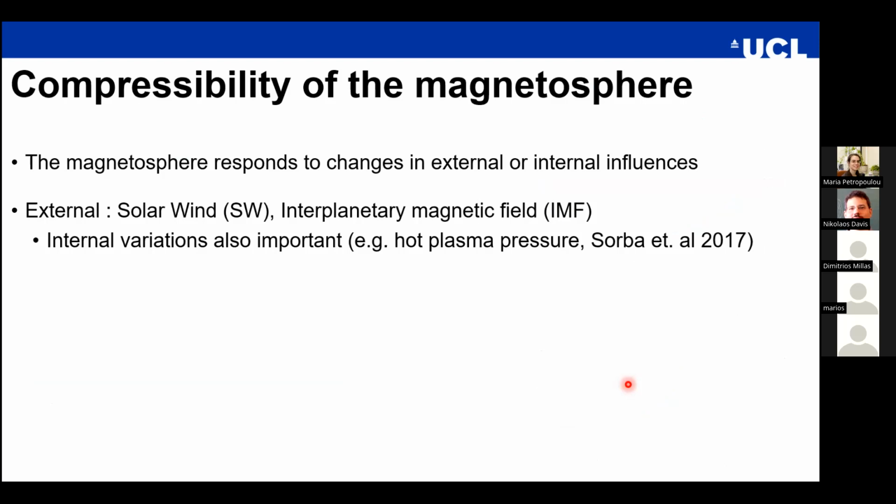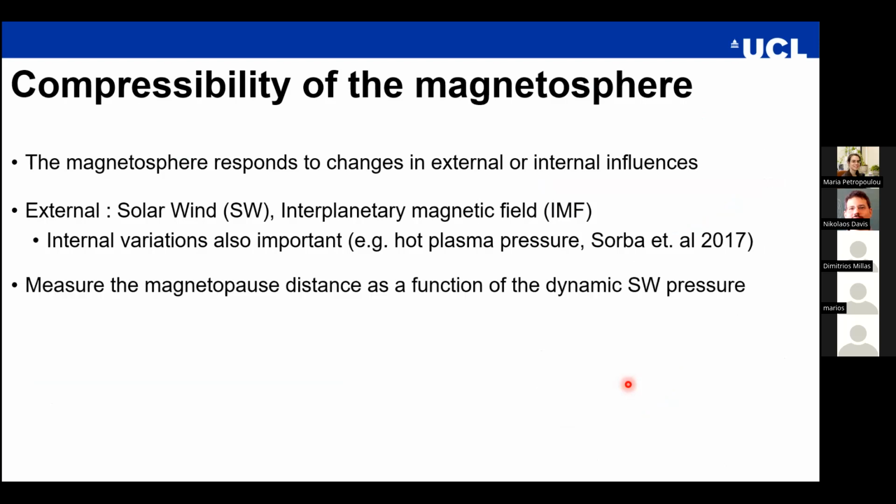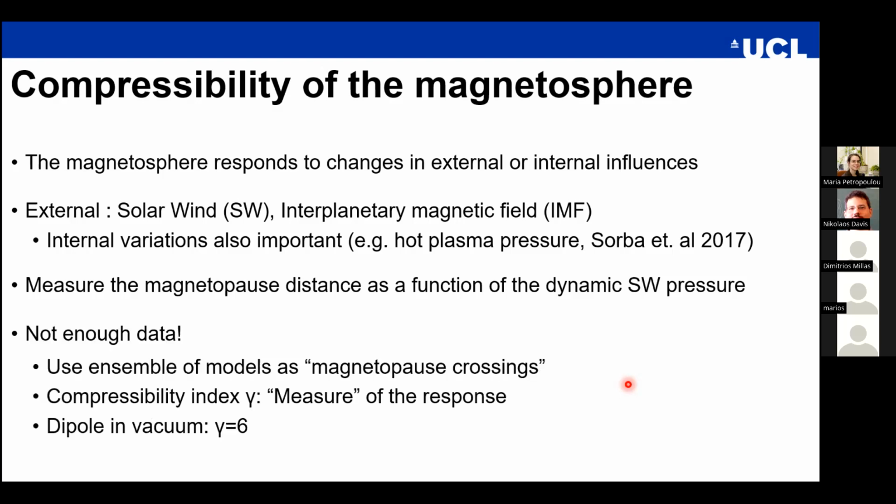And how do we do this? Since we are assuming force equilibrium to determine the magnetopause, we're trying to see how the magnetopause changes if the solar wind conditions change. Of course, this is not very easy because we don't have enough data for Jupiter to find all these pairs of magnetopause size and solar wind conditions.